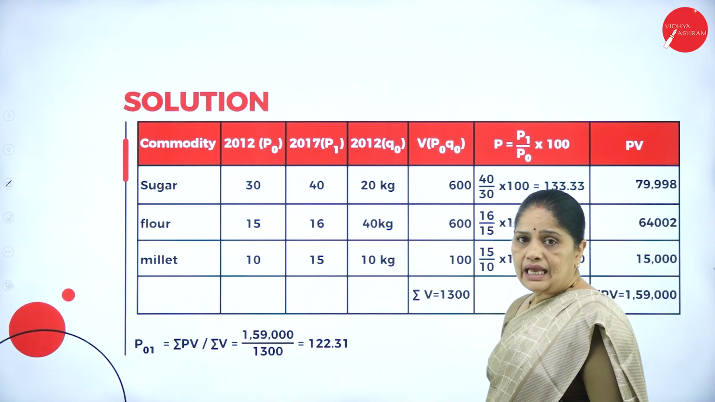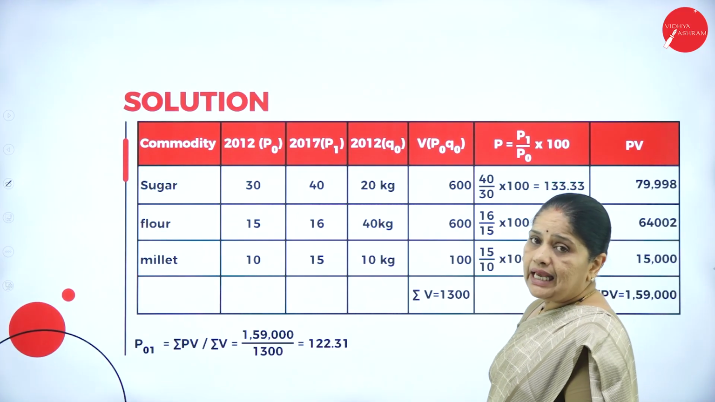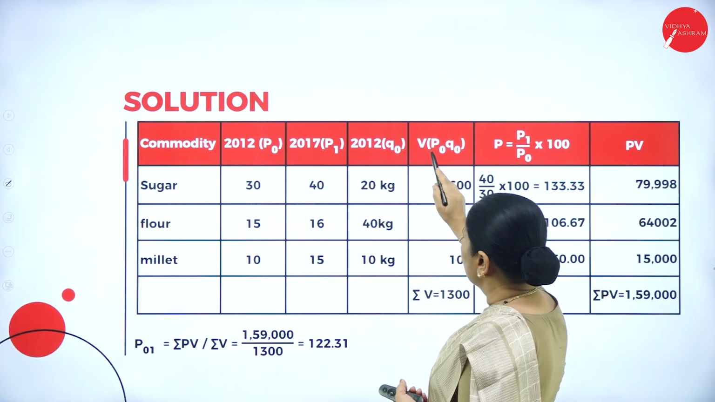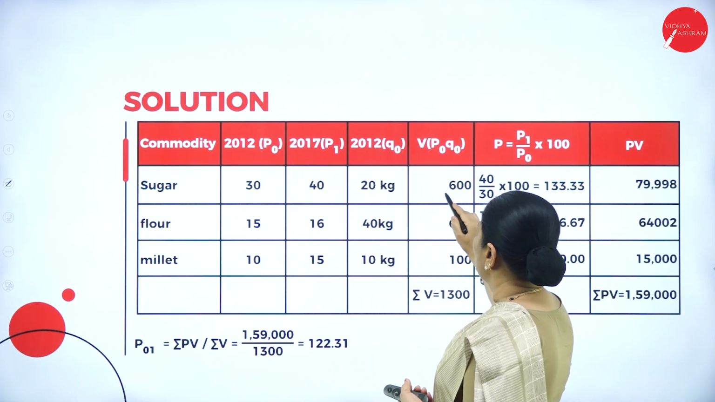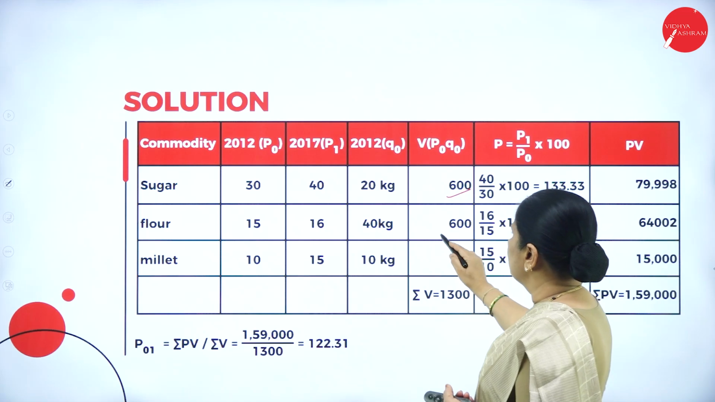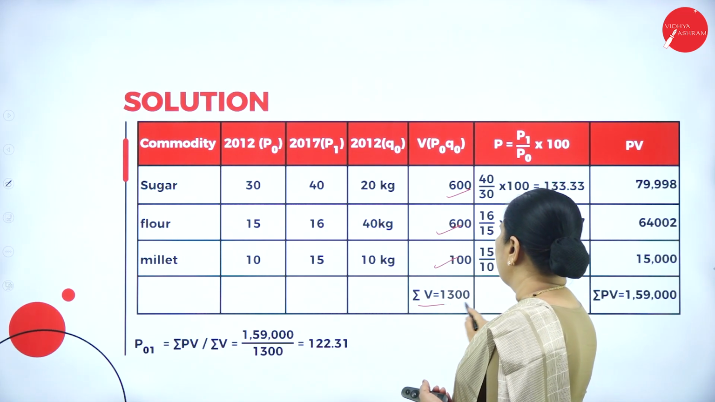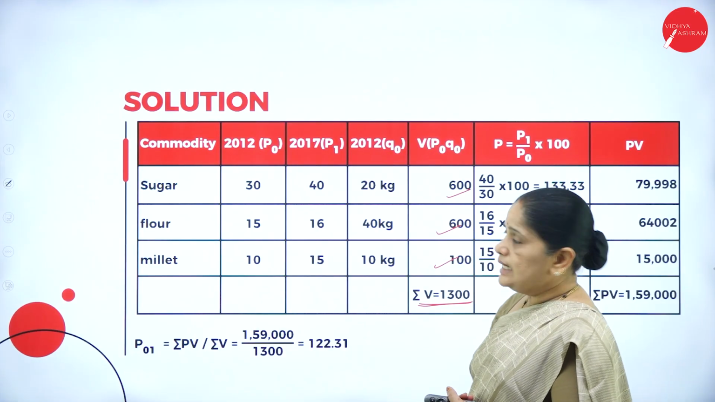Now we'll have to calculate the value. How do we calculate the value? Price into quantity, that is P0 into Q0. So 30 into 20, it is 600. 15 into 40, 600. 10 into 10, 100. So the total value comes up to 1,300.